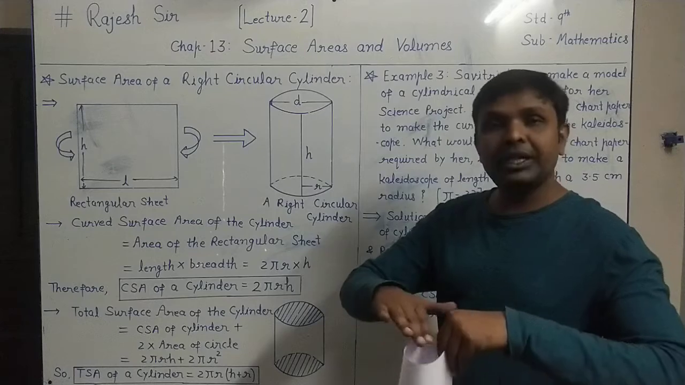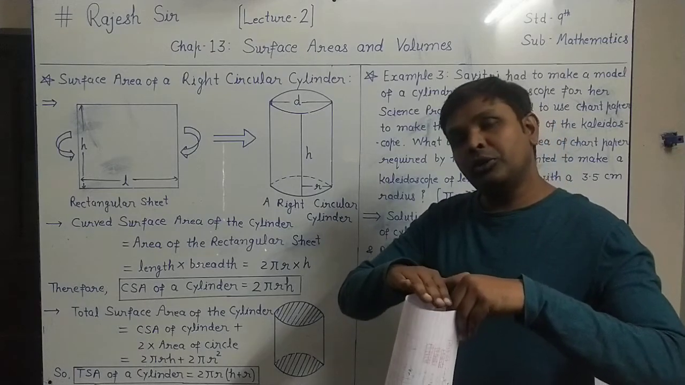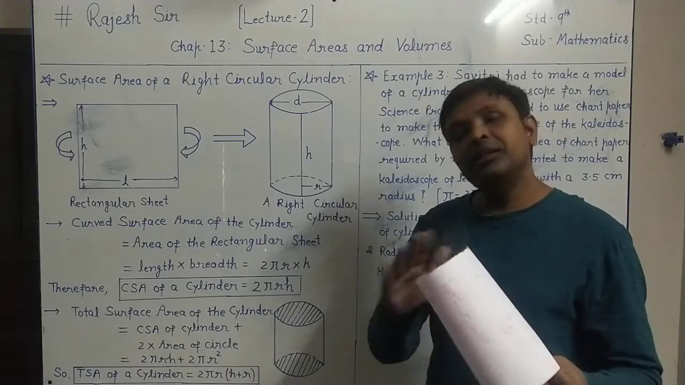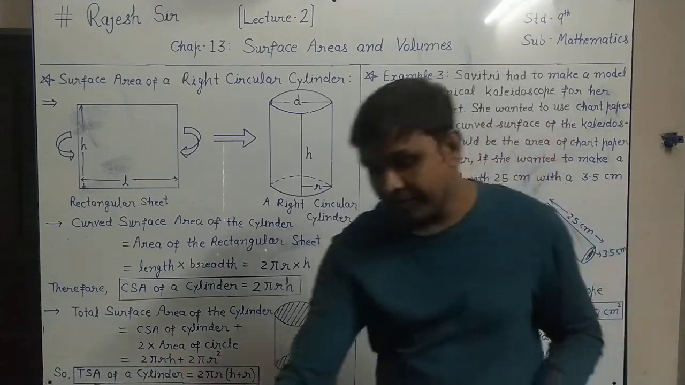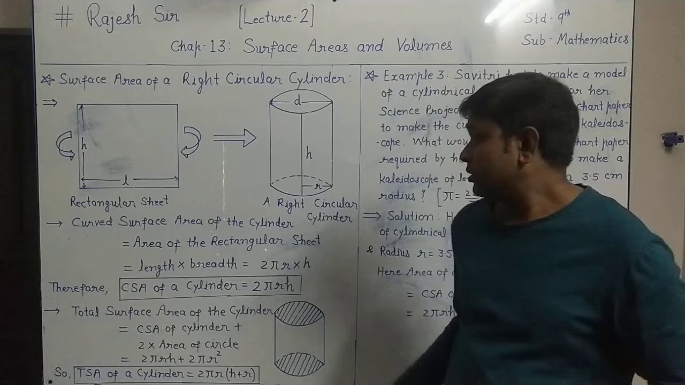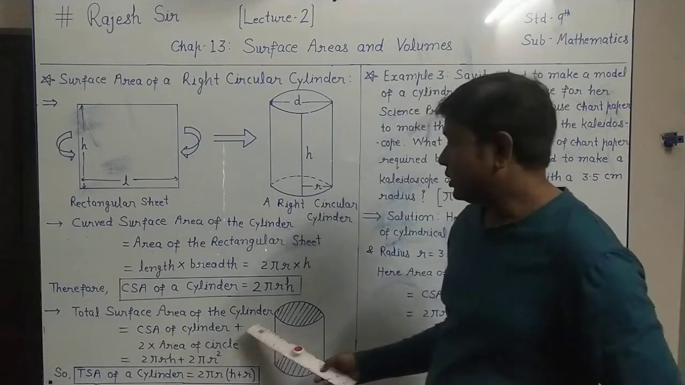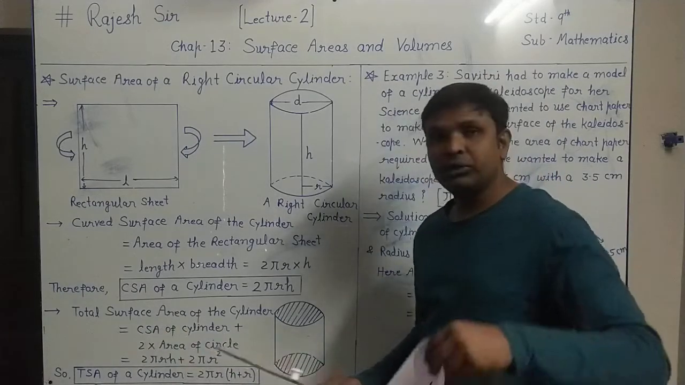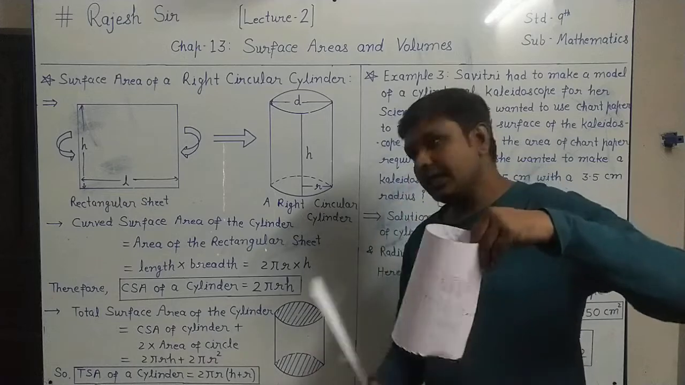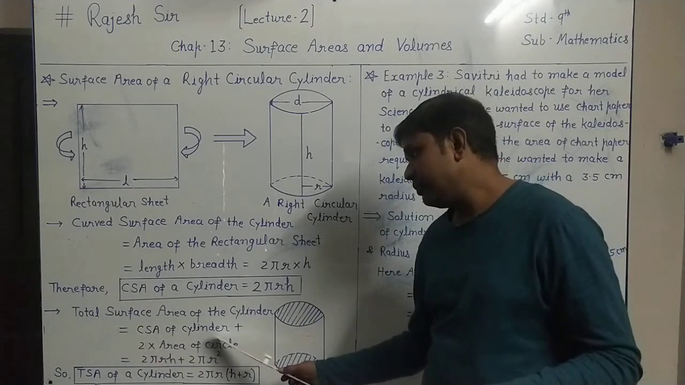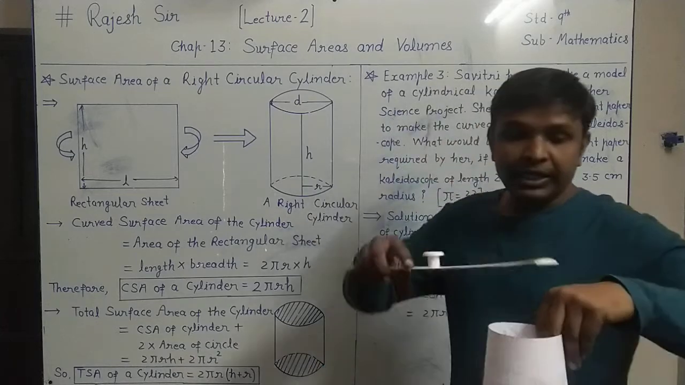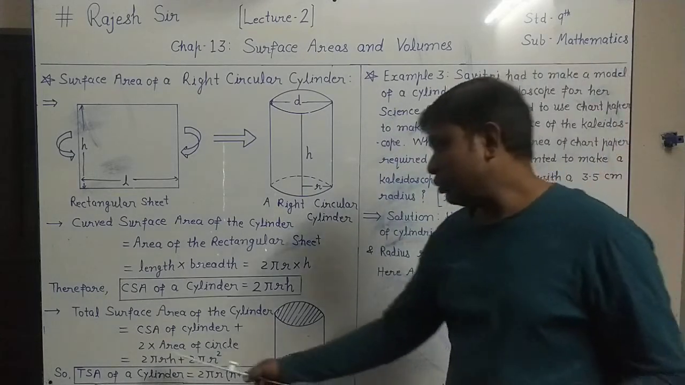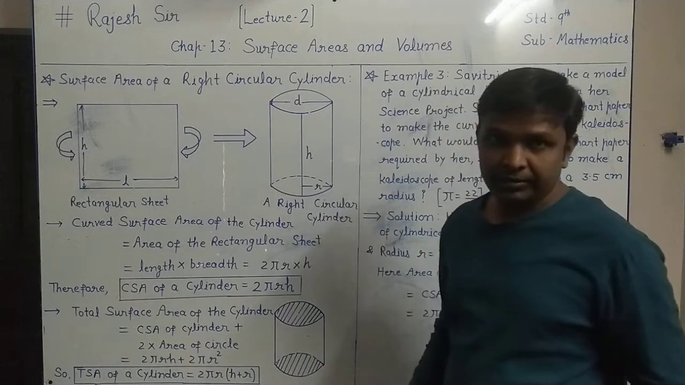This means on the top side we have to fill, and the bottom side also we have to fill. Two circles are required. So this is called the total surface area of the cylinder. In the total surface area of a cylinder, what do you have to consider? The curved surface area is already there, that is the CSA of the cylinder, plus two circles are needed, up and down both the sides. So it is 2 times the area of a circle.